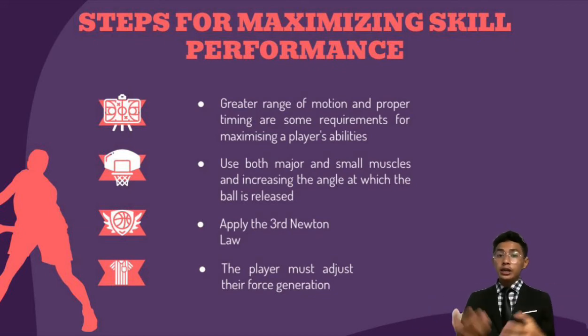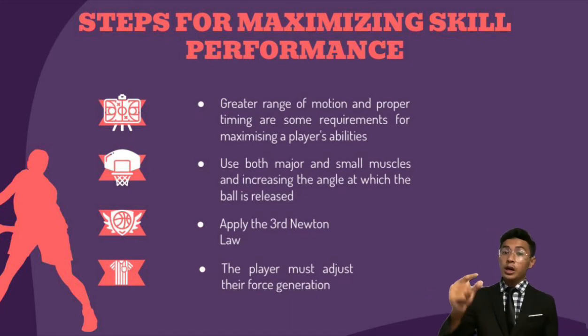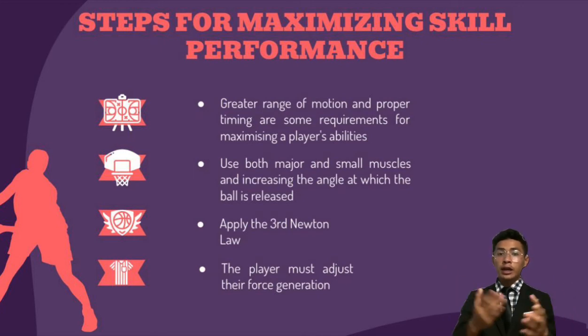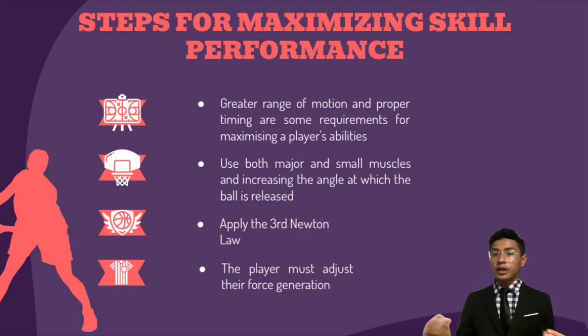Also, a greater range of motion and proper timing are some of the requirements for maximizing a player's abilities in order to generate the proper amount of force. And also, there are some things that we can do to achieve accuracy in basketball shooting. Besides, the player must use both major and small muscles to increase the angle at which the ball is released to enhance the likelihood that it will enter the ring.